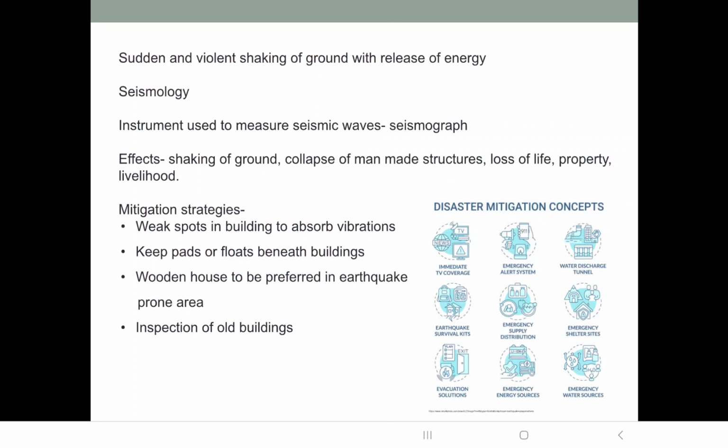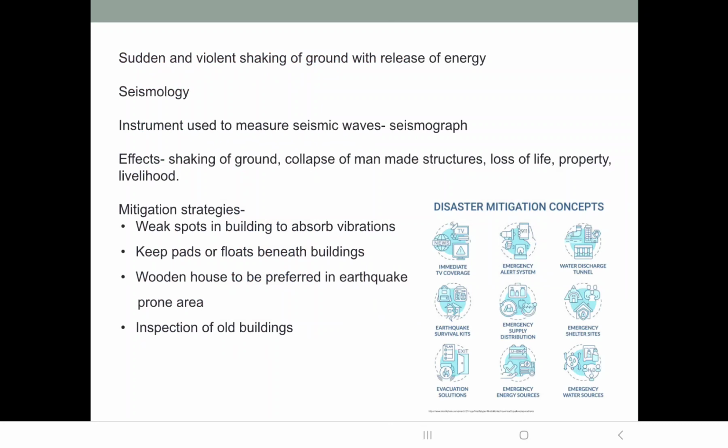Then we have seen that there is collapse of man-made structures, isn't it? There is loss of life and property. So man-made structures like buildings, bridges, they collapse, people die, people suffer from various diseases, various ailments. Some of them lose parts of their body, they become completely dependent on others. And after an earthquake, psychological effects are seen. Then what are the mitigation strategies of earthquake?